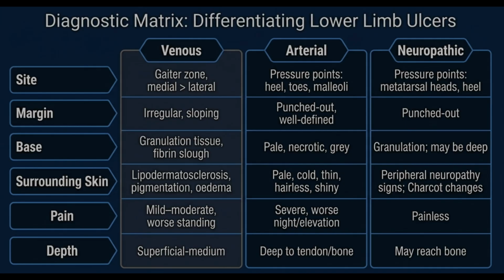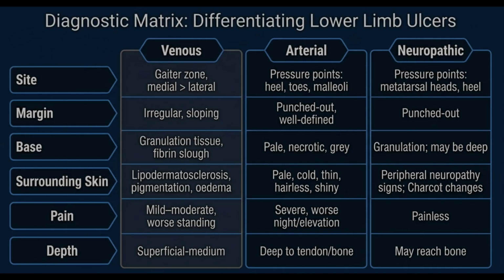Neuropathic, pressure points: the metatarsal heads or the heel. Margins: for venous, they are irregular and sloping. Arterial have punched out and well-defined margins. Neuropathic have punched out edges. The base for venous is formed by granulation tissue and fibrin slough. Arterial, it is pale, necrotic, and grey. For neuropathic, granulation is present and may be deep.